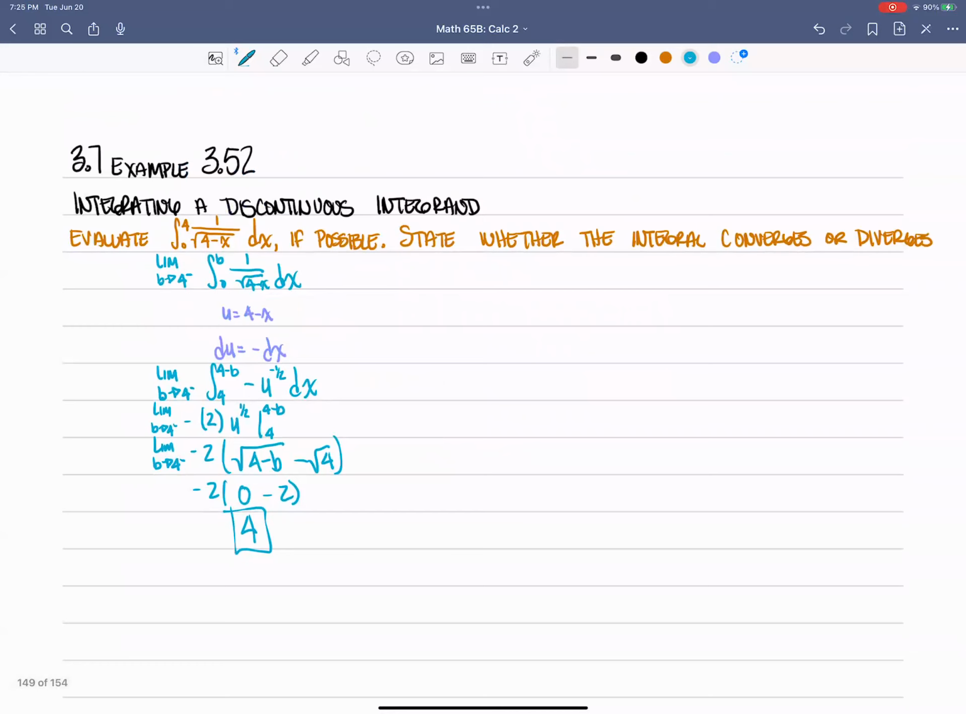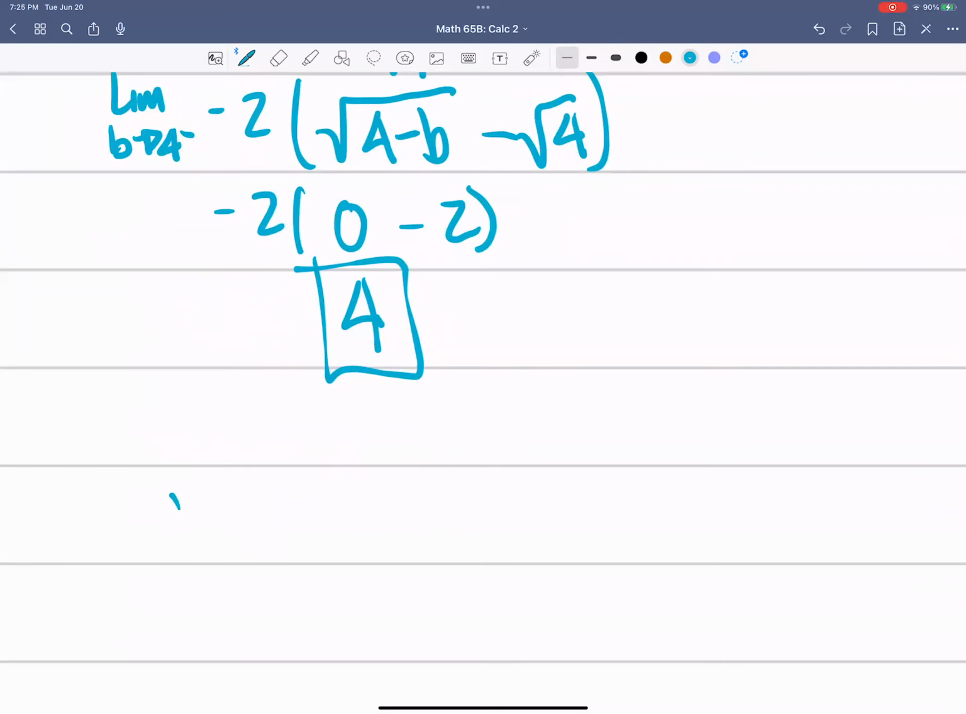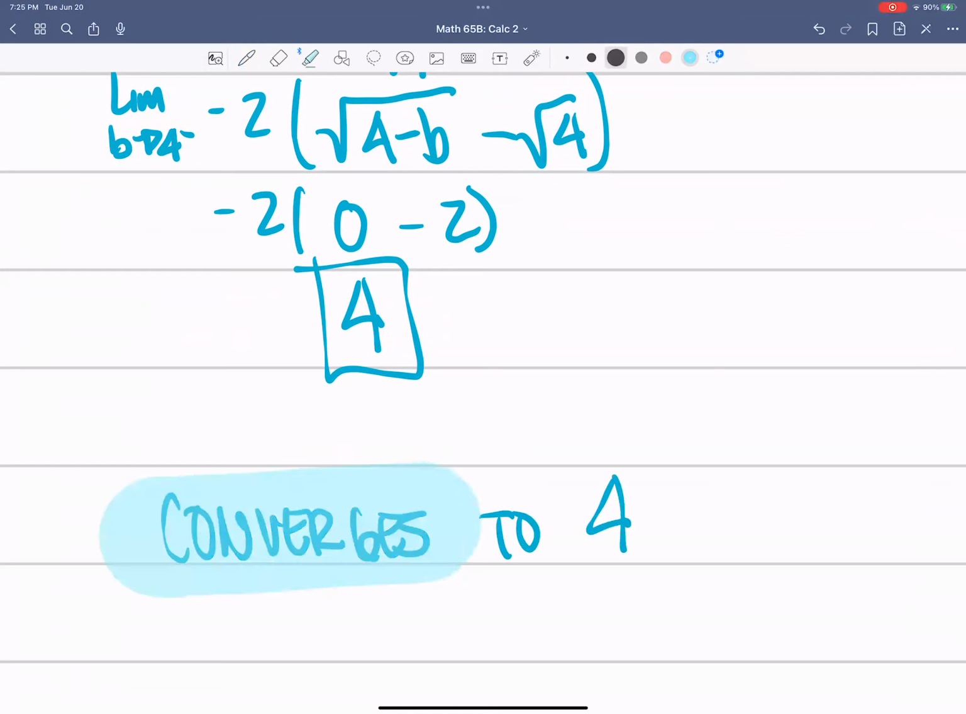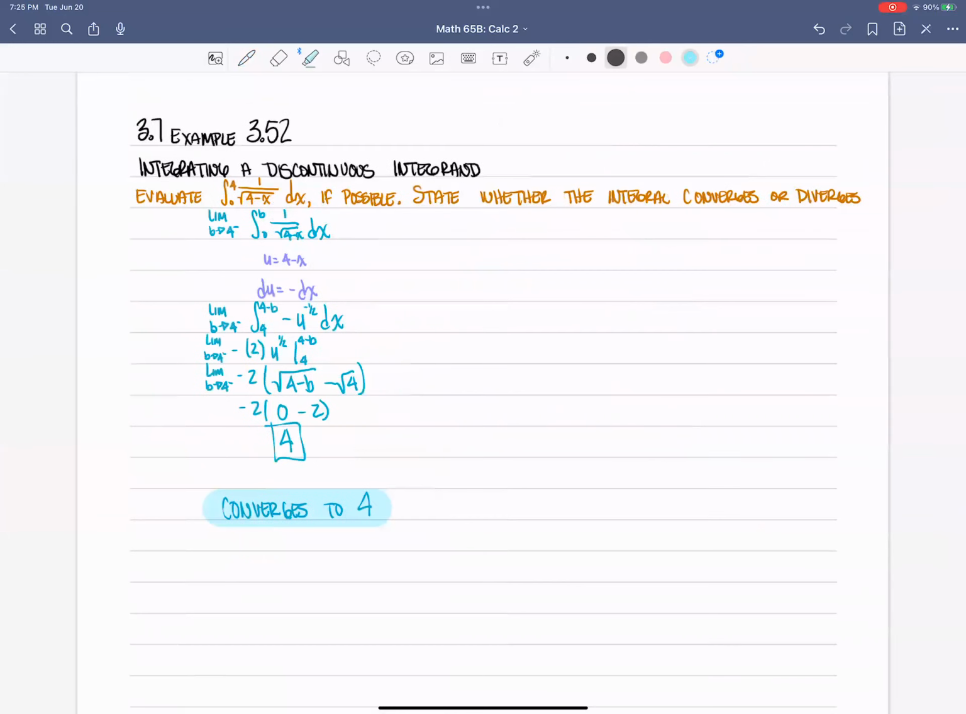So state whether the integral converges or diverges. So it converges to 4. So converges to 4. And there we go.